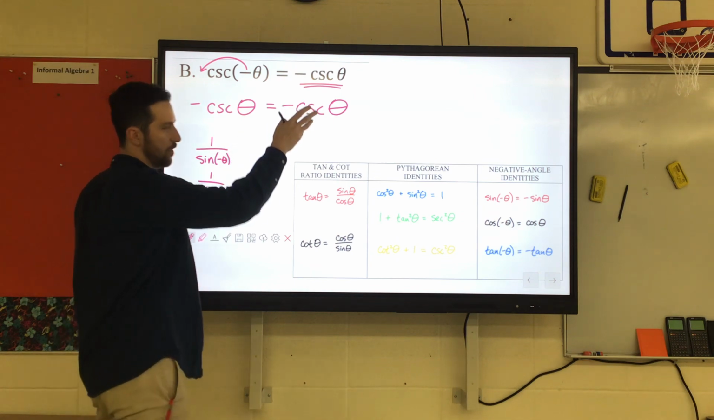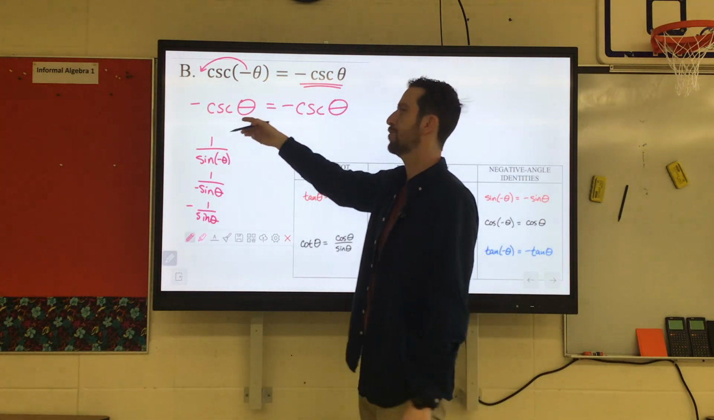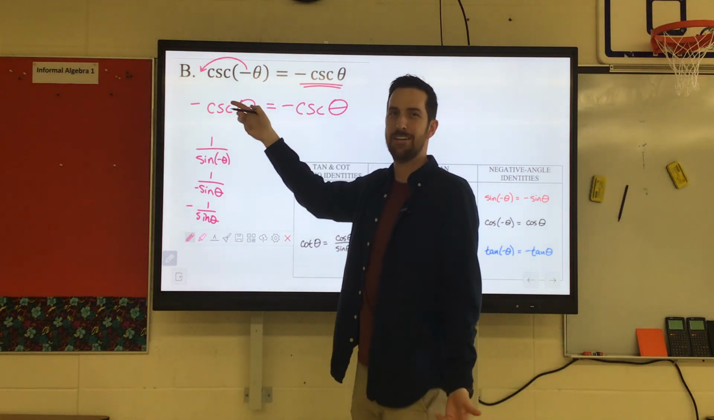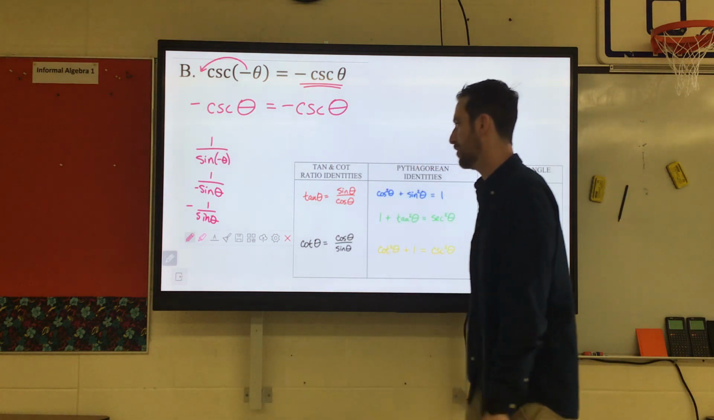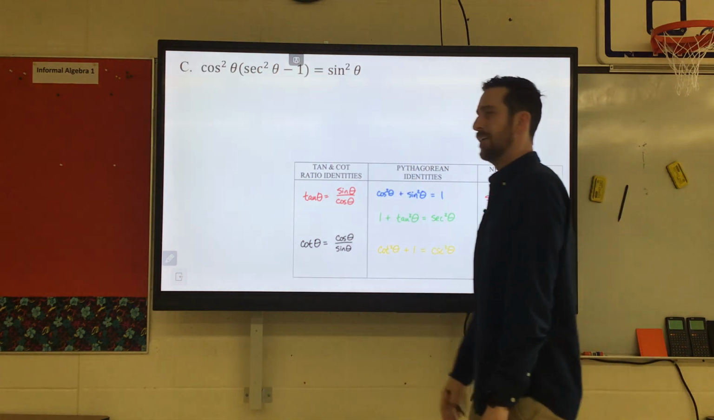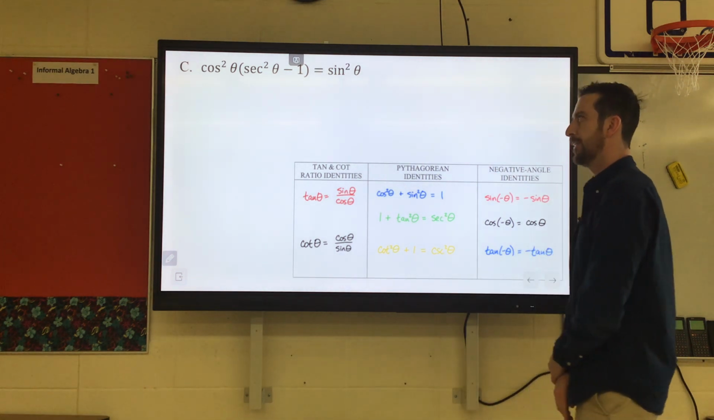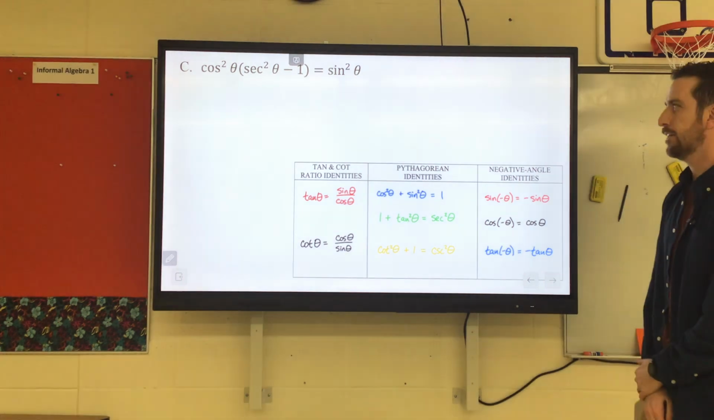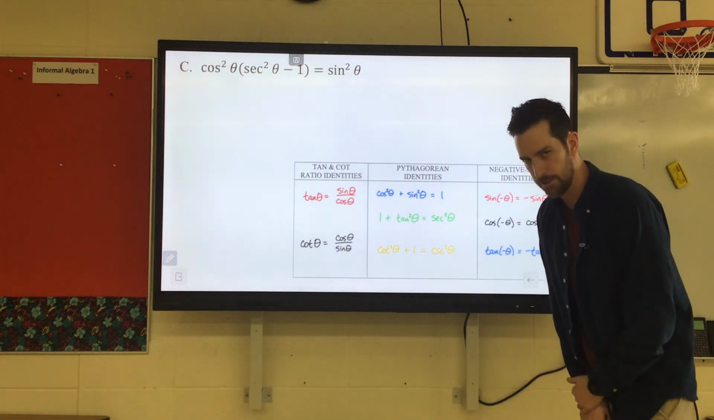You'd have to do the same thing on the right side, but we want to just work on one side. So that's where I think just go straight to the odd identity angle. Just kick that negative out in front for the cosecant, and you're gold. Those ones are kind of lame. I'm not a fan of those. Those aren't even fun. So we have cosine squared theta times secant squared theta minus 1 equals sine squared theta.